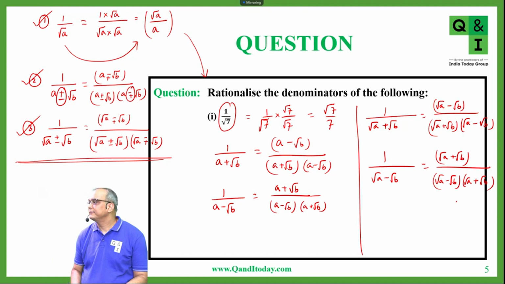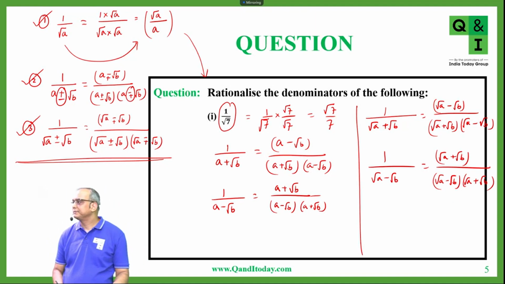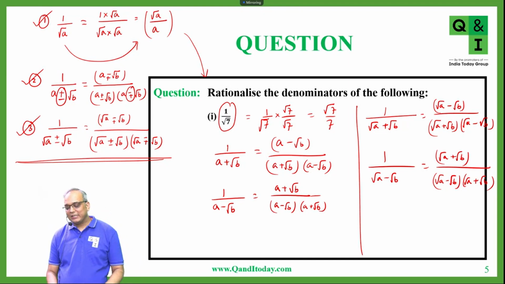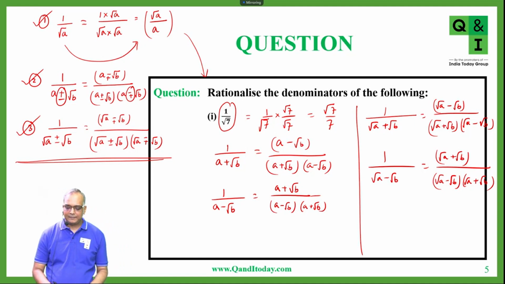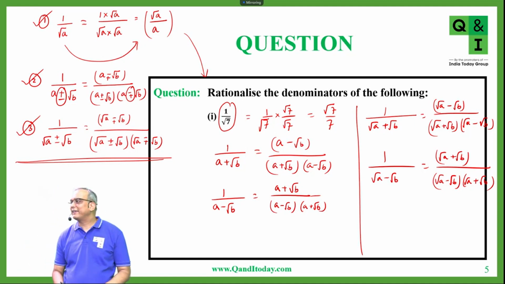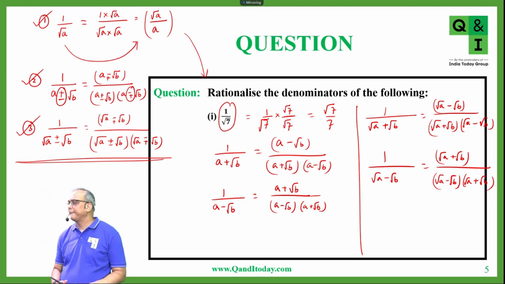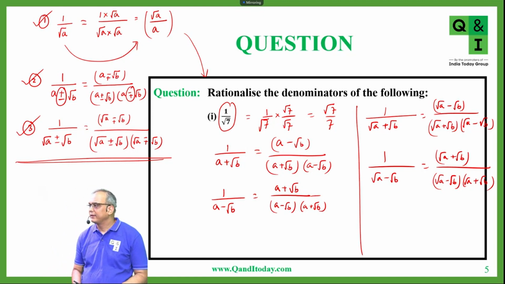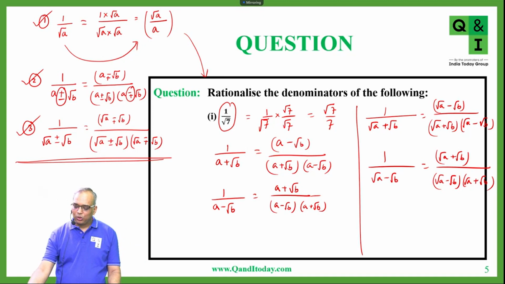Is it clear? Yes, sir. Okay, good. So please quickly note this down, and then we can move to the questions. Has everyone written it down, and has everyone understood the concept of how to rationalize the denominator in different forms? Okay, great. Let's go to the next now.